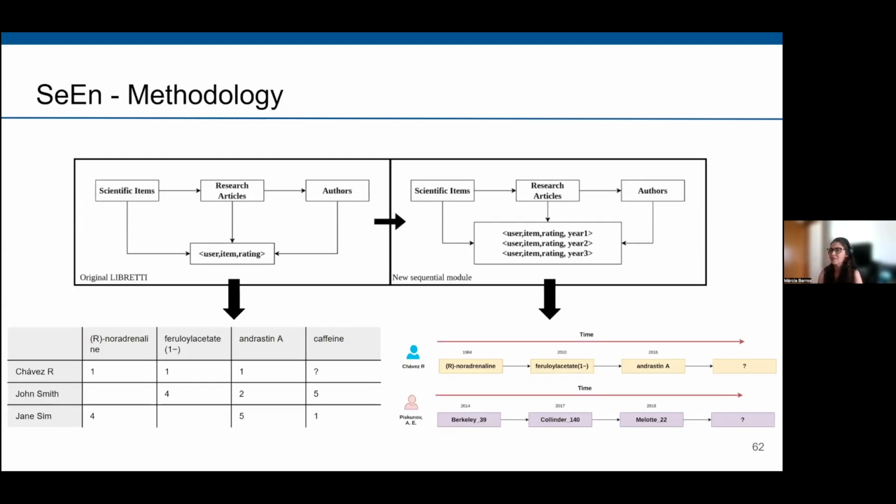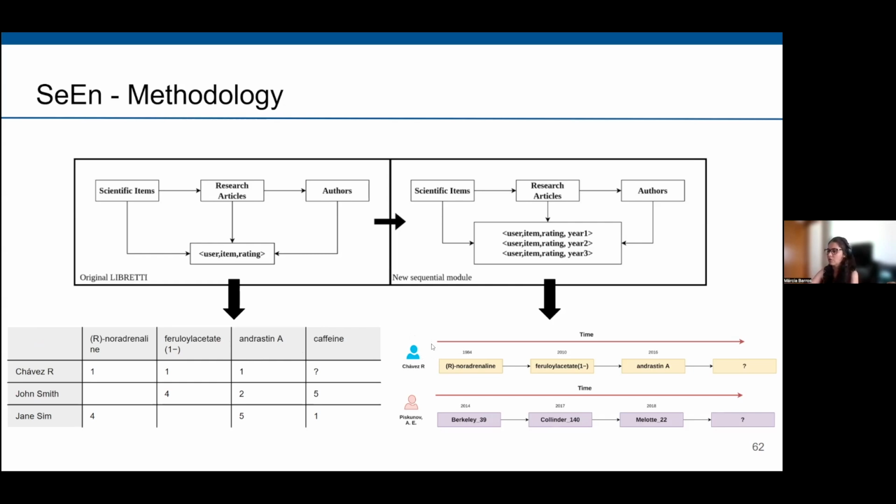Okay, so for the first part, we have this data set with user, item and rating. We create this second data set with user, item, rating and the year where this triplet was found in a paper. Okay, so now we can have a sequence. So instead of this matrix, we will have this timeline here.